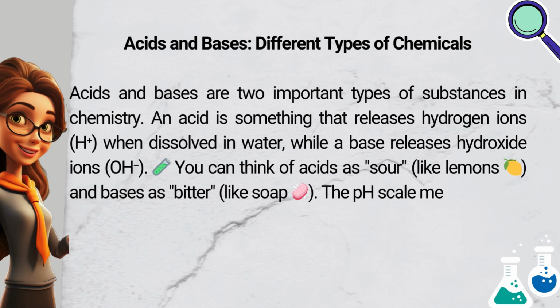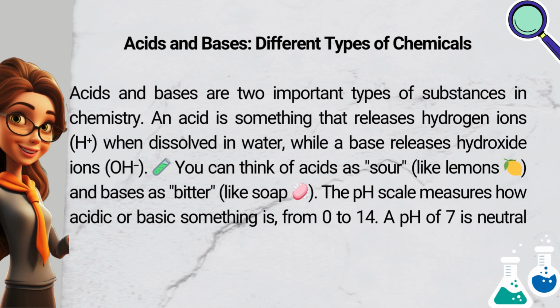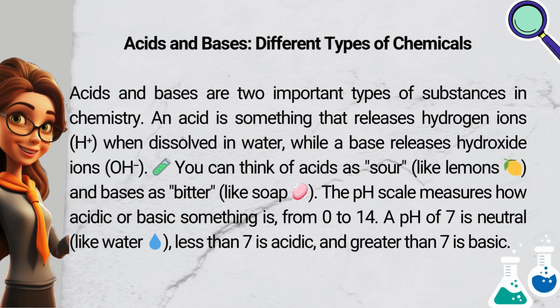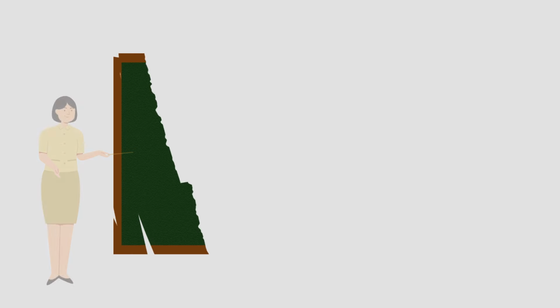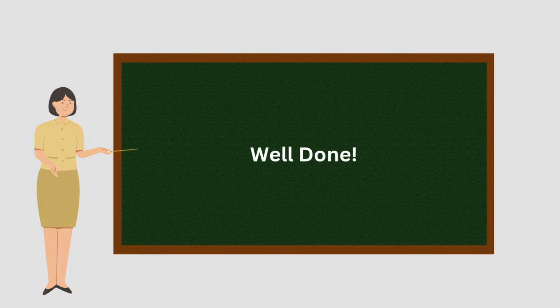The pH scale measures how acidic or basic something is, from 0 to 14. A pH of 7 is neutral, like water, less than 7 is acidic, and greater than 7 is basic. Hope you read basic chemistry concepts thoroughly. Now it's quiz time.